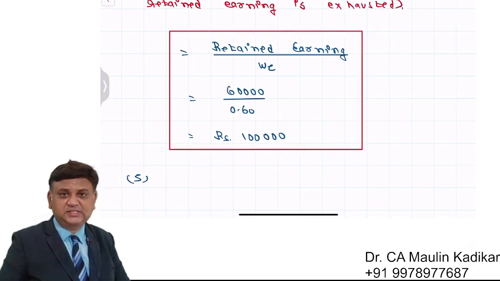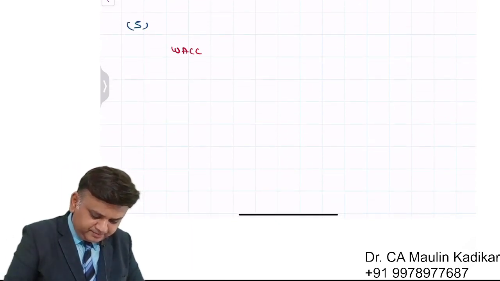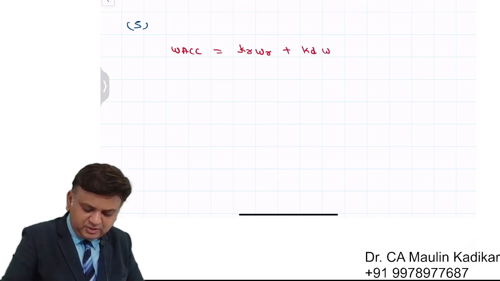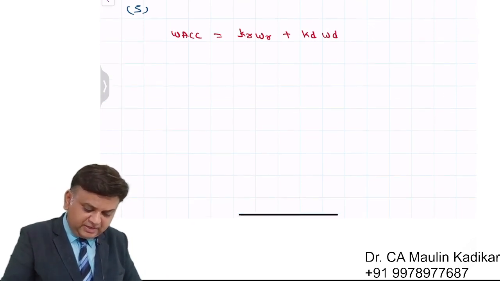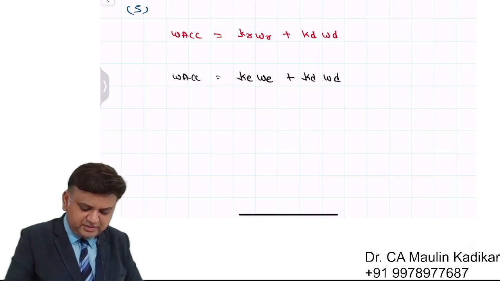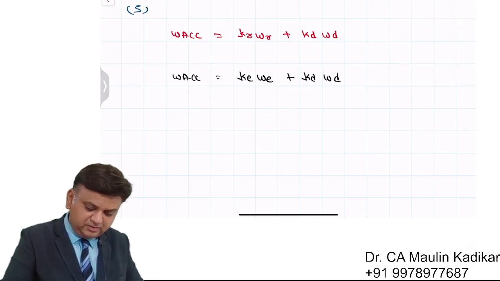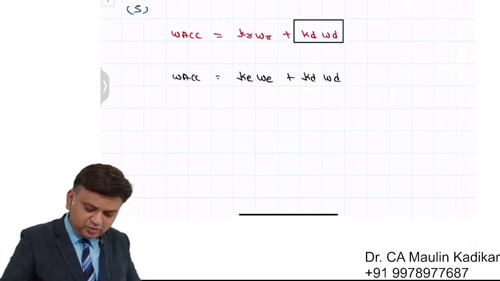See, we have to understand like this, that weighted average cost of capital is calculated as cost of retained earning into weight of retained earning plus cost of debt into weight of debt, till the time we have the retained earning. Beyond that, what will happen? It is cost of equity into weight of equity plus cost of debt into weight of debt. So every time in calculation of the weighted average cost of capital, this component is going to remain same.